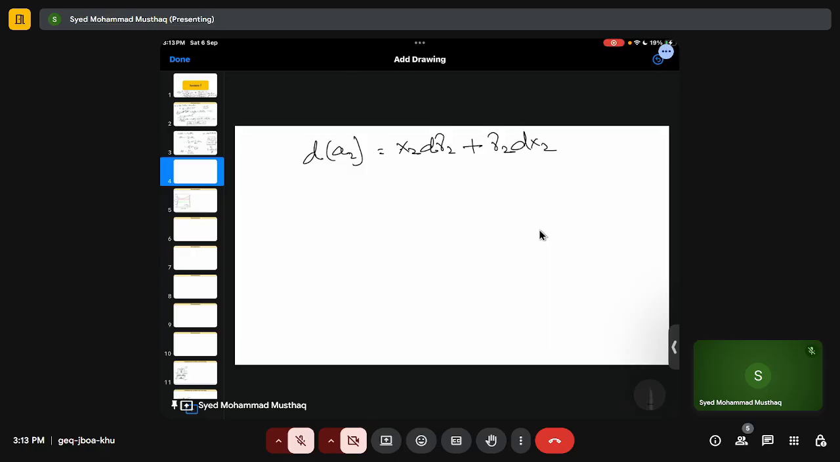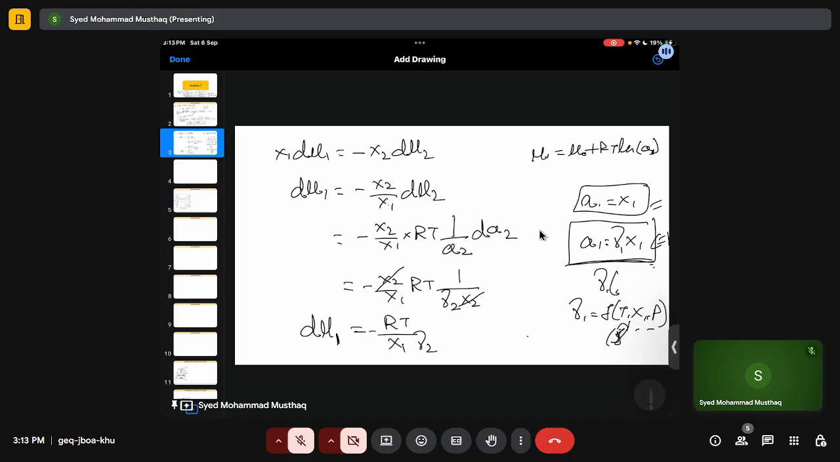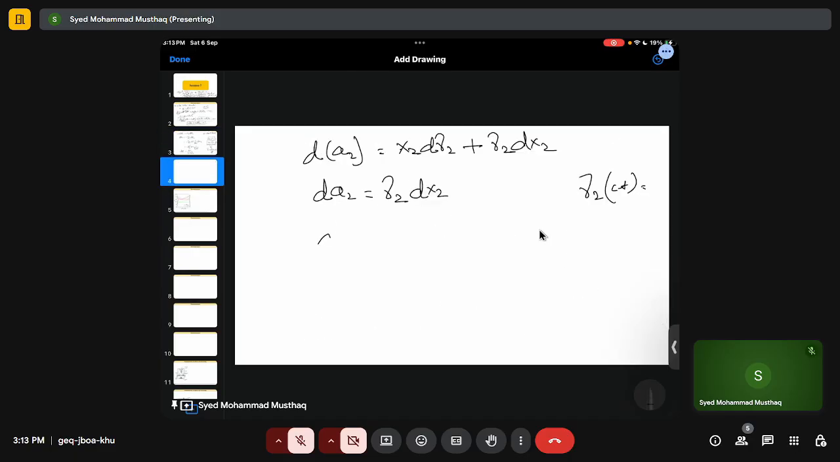For example, let's say the activity coefficient is not changing, or it is constant. Still, it is not an ideal solution. Let's say it is constant. Then dA2 will be equal to activity coefficient times dx2. So if I write this here, d mu1 will be equal to minus RT on x1.